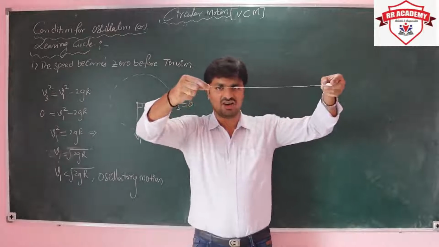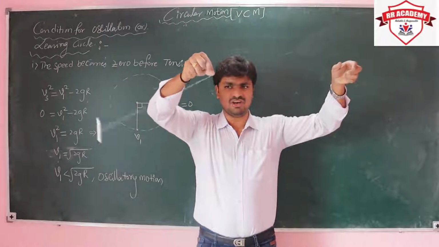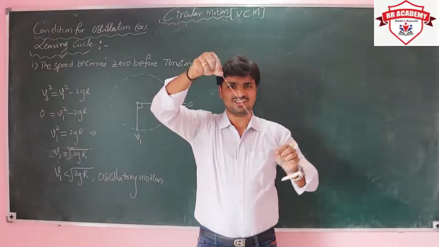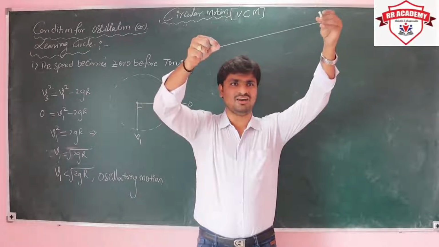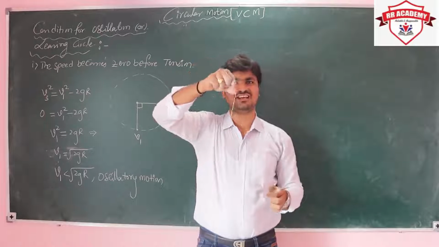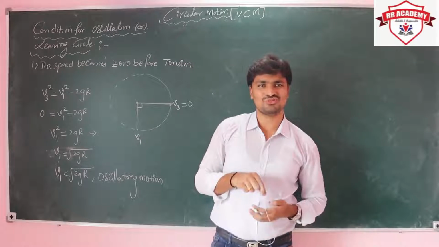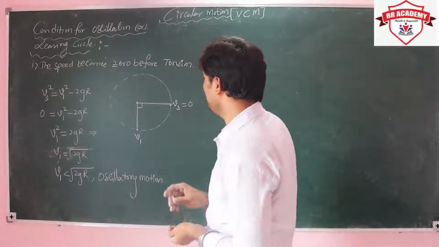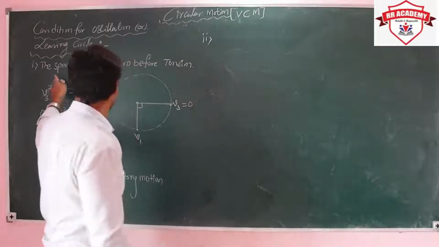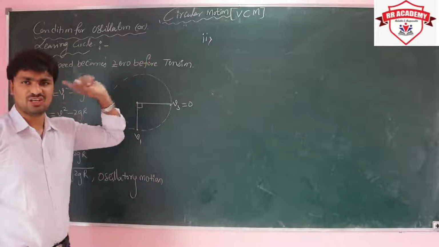See here, this is the horizontal position. If I am leaving from the horizontal position, the particle is making oscillations. In case I am leaving from here, there is no guarantee of oscillation. The string becomes loose, so at that time the motion is different. See here, in the first condition we took, speed becomes 0 before tension.